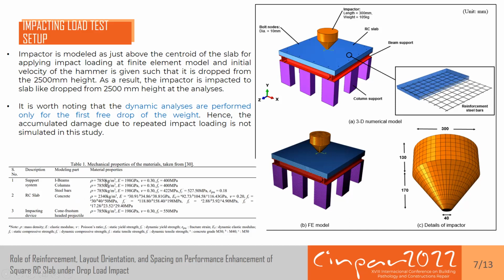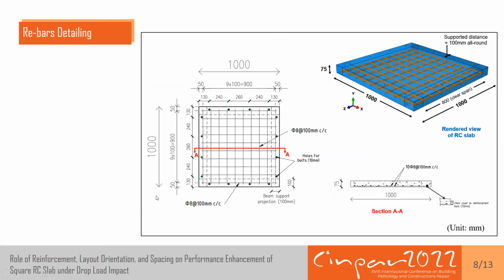This table shows the mechanical properties of the material, where the RC slab is made of normal strength concrete having a compressive strength of 30.91 megapascal, and the yield strength of the steel bars is 422 megapascal.